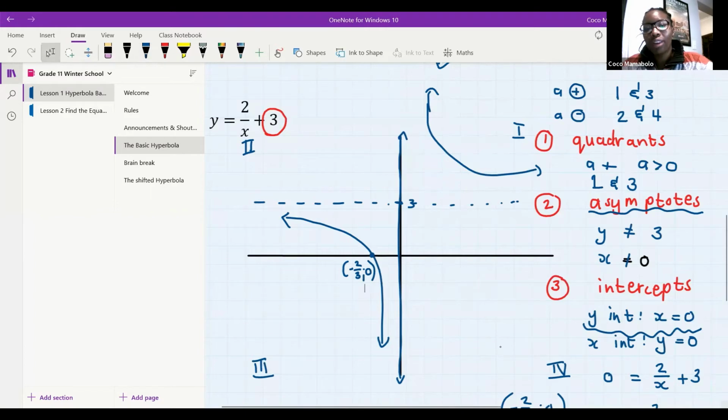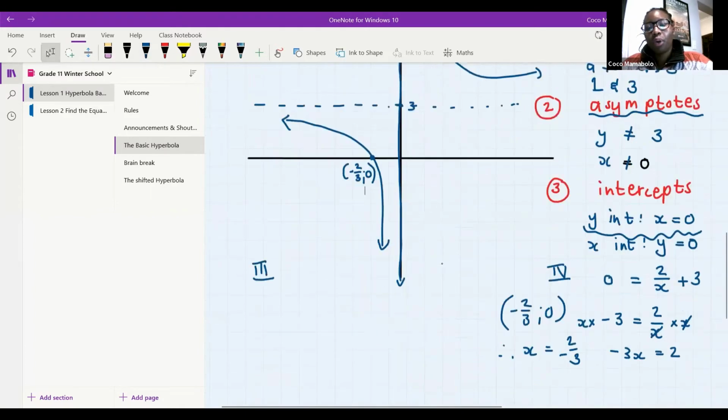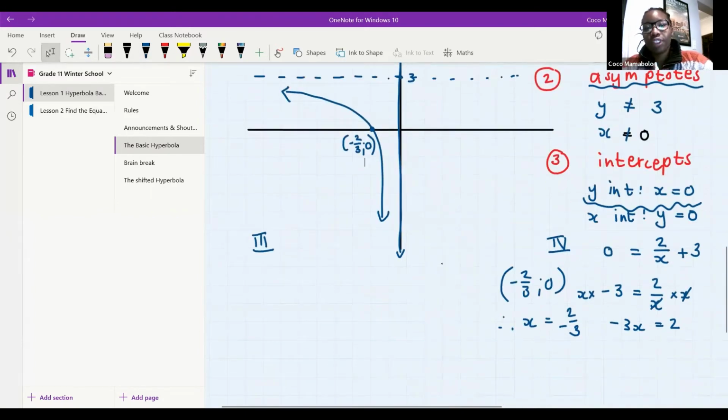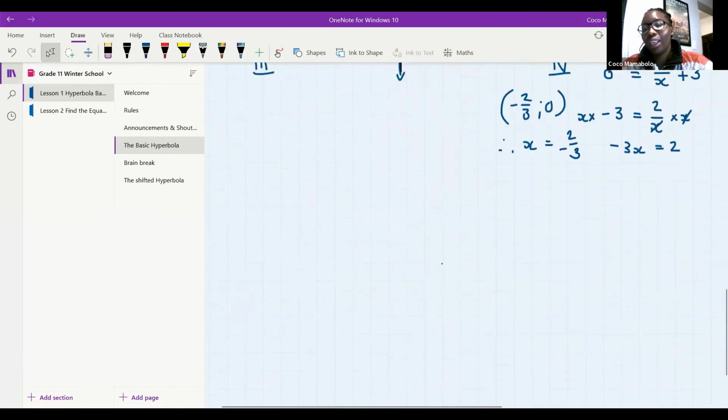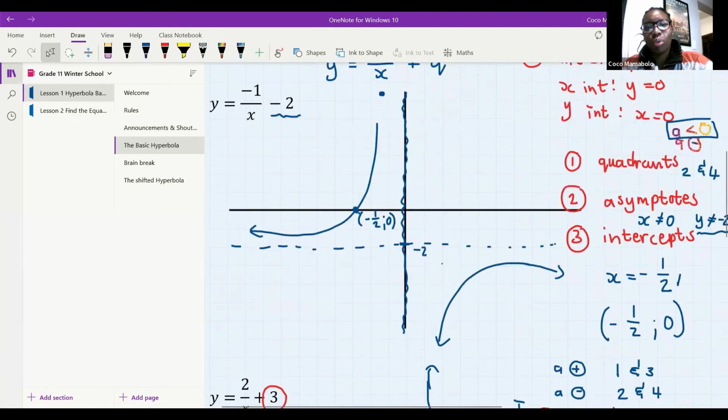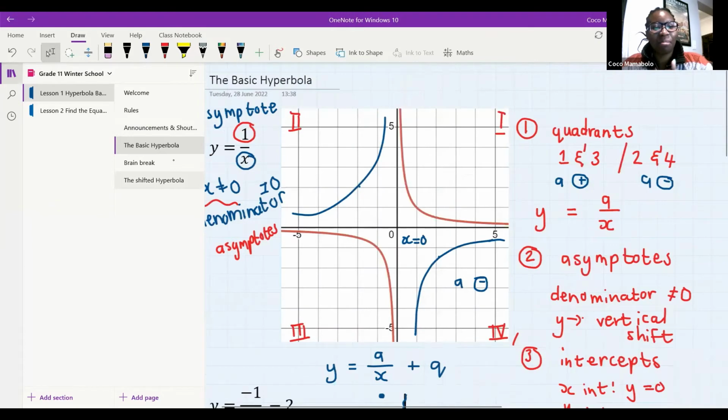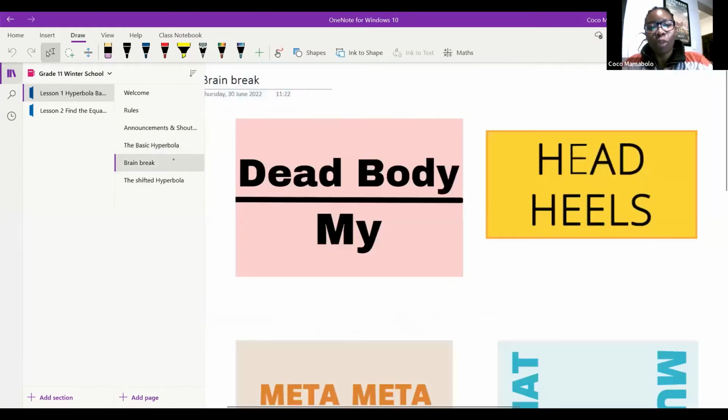We're going to do one more before we do a brain break, and then we're going to shift the parabola to the left or to the right. Oh, no, we're not. Yes, it's actually time for the brain break. I know why, because I added another one in the shifted parabola, so we're going to be looking at that one in a little bit more detail.